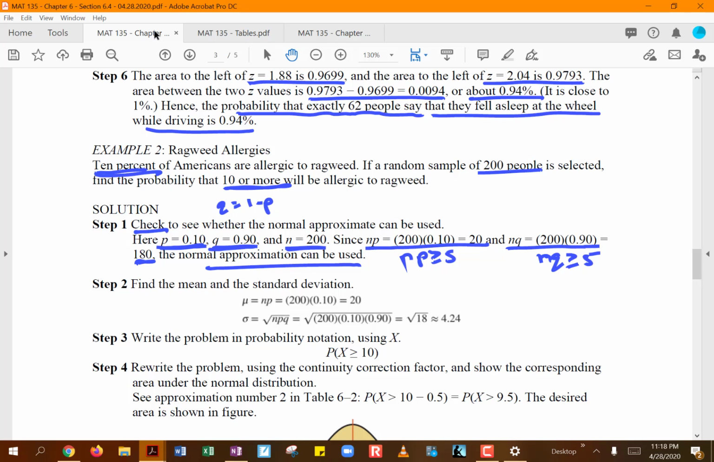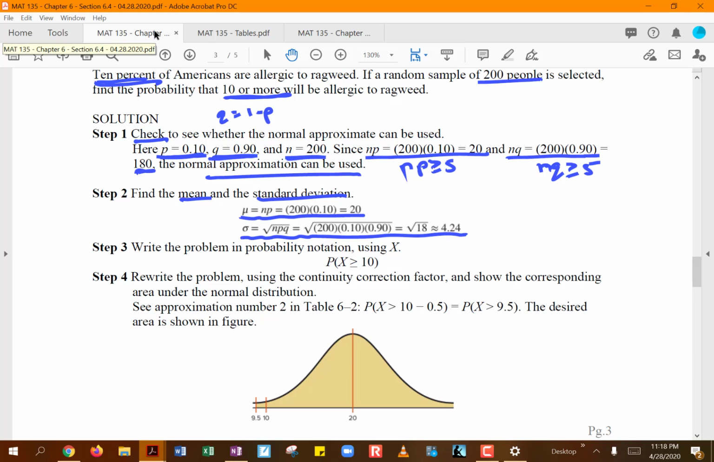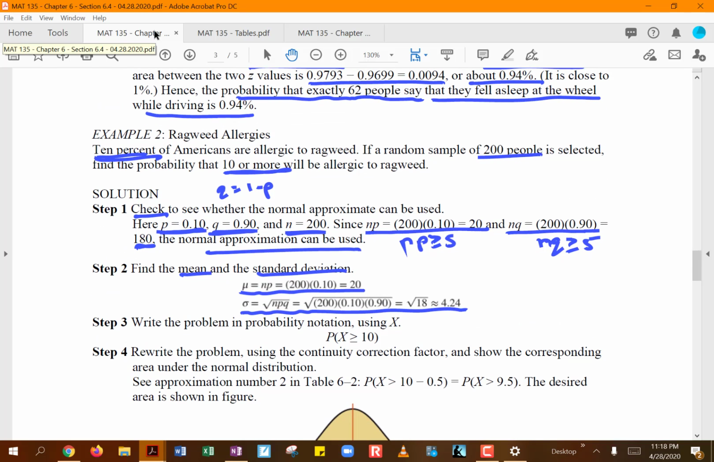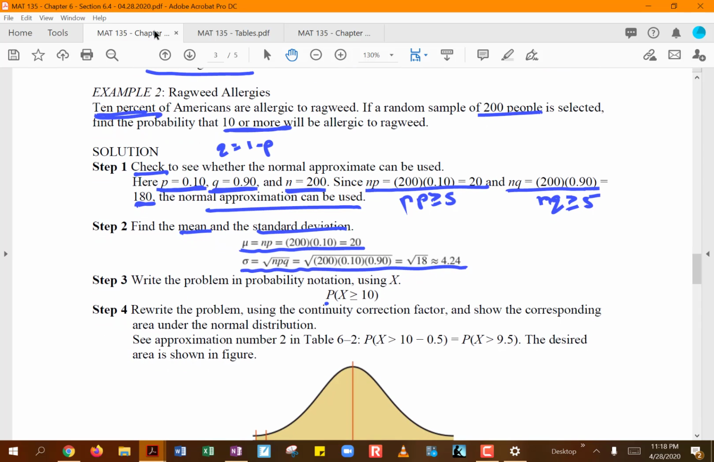So find the mean and standard deviation. Your mean comes out to be 20, which we just calculated, and then sigma, standard deviation, would be the square root of n times p times q, which comes out to be 4.24. Now our question is, find the probability that 10 or more people will be allergic to ragweed. So putting this in our probability notation, we are saying 10 or more people being allergic to ragweed. So we need to do our little continuity correction.